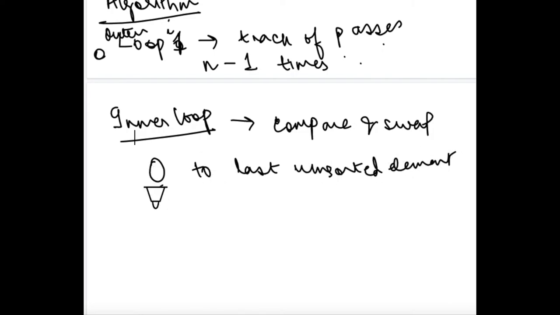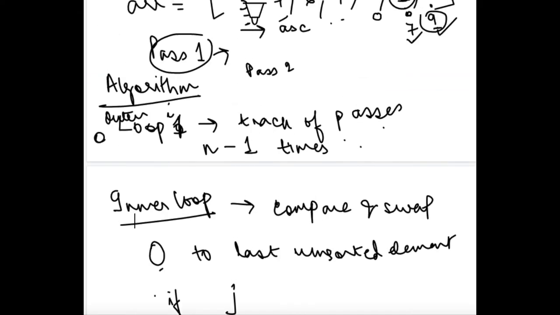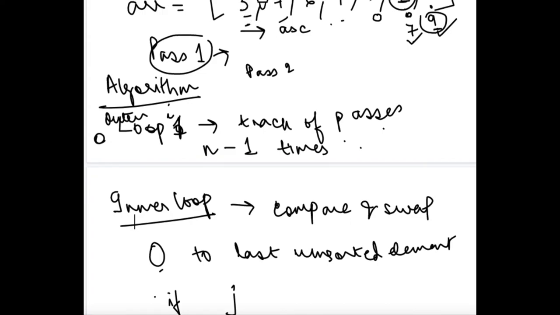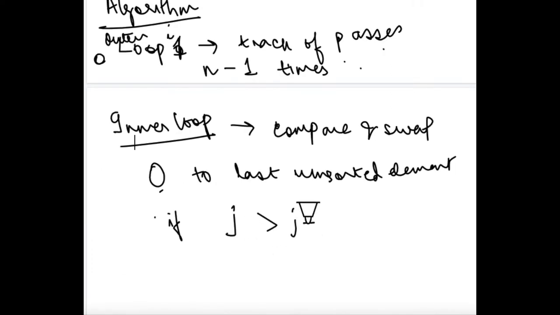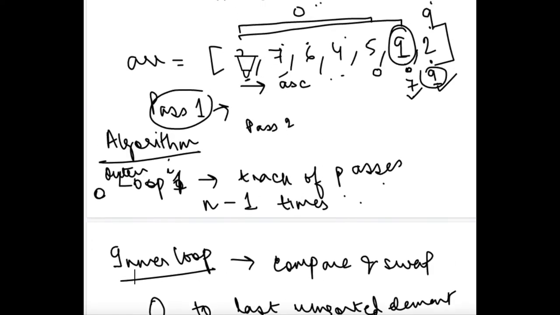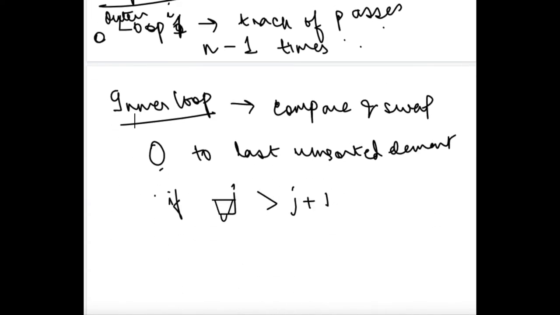Within this loop, we will have one condition. Why do we need this condition? Because we have to do the comparison and the swapping. So we will say if j, so what is j? j is any element, like in every pass, we are checking every element: the first and second element, then the second and the third element. So we are saying if j is greater than j plus 1, meaning the first and the second element, then the second and the third element, and so on, if this condition is true, that is when we are going to do the swapping.